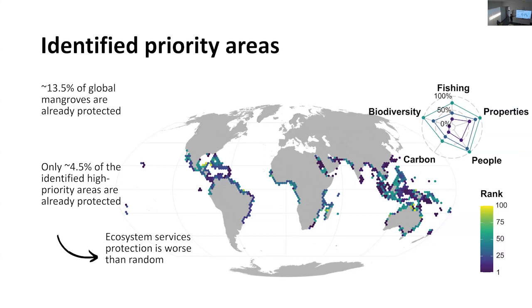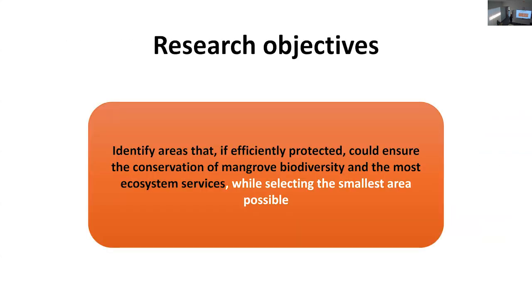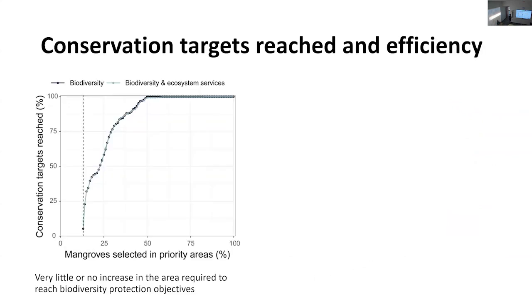Like, we would have expected at least 13.5, but we're just seeing much less of those areas as protected. And we wanted to select the smallest areas possible, as I said. And so we see here the percentage of those conservation targets that we reached. So we have a target for each mangrove species split by the various other layers.